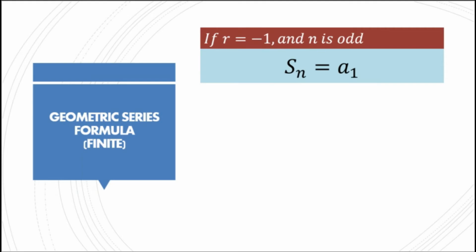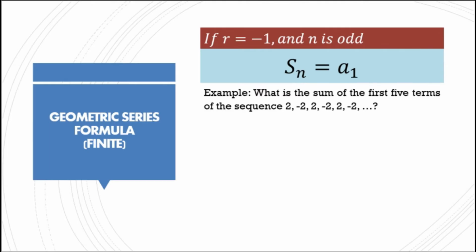Next, if the value of r is negative 1, but this time n is odd, then our formula would be S sub n is equal to a sub 1. For example, what is the sum of the first 5 terms of the sequence 2, negative 2, 2, negative 2, and so on and so forth? Let us check first the value of r and n. Getting the common ratio, we can use the formula a sub 2 over a sub 1. Substituting their values, we have negative 2 over 2, which is equal to negative 1.